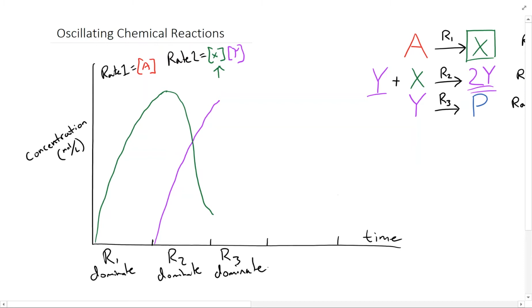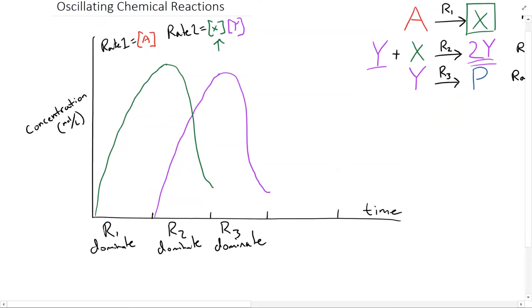And when R3 dominates, we notice that R3, of course, is going to use up Y, right? So as R3 dominates, our Y concentration is actually going to take a significant dive, right? Because that is the only reactant of R3. Now, what happens as we use up more and more of this Y? We'll look at rate 2. Rate 2 is what was using up our X, right? So remember, the reason rate 2 dominated was because we had high concentration of X at first.